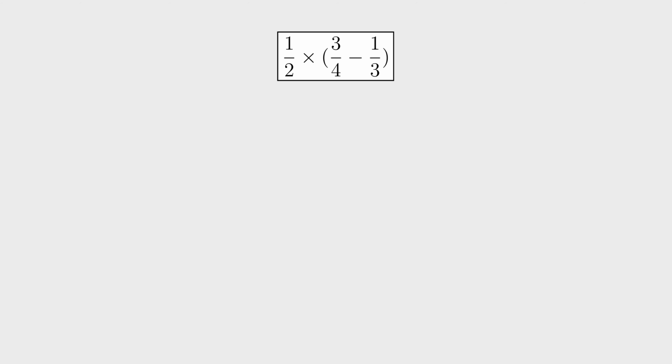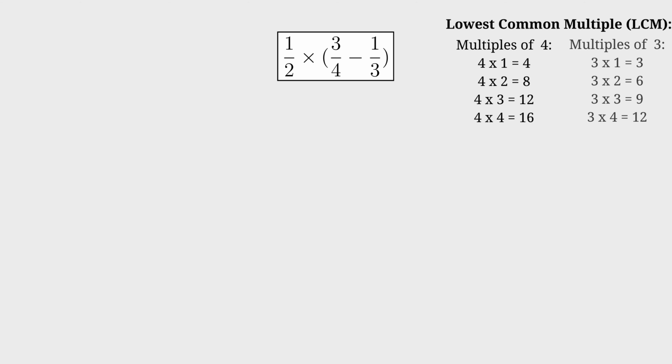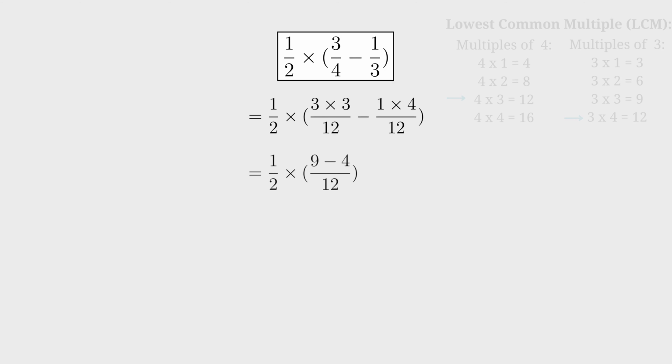Remember, you have to do the brackets first before multiplying. With subtraction, same as addition, you need to find the lowest common multiple of the denominators 4 and 3. Start by listing the multiples of 4 and 3 and see that 12 is the lowest common multiple. Rewrite the two fractions in the bracket with a common denominator, that is 12. 3 times 3 is 9, and 1 times 4 is 4. Then 9 minus 4 is 5, so the fraction will then be 5 over 12.